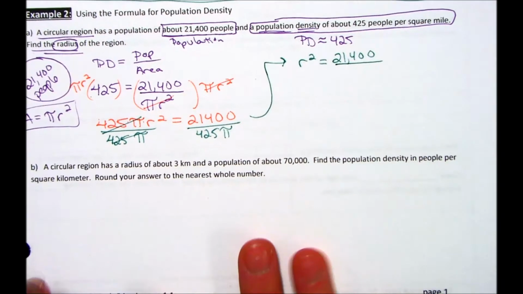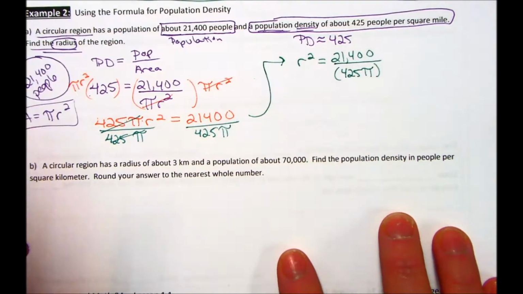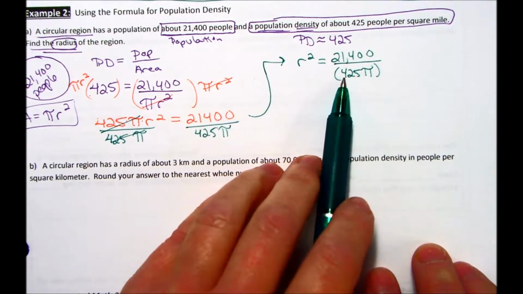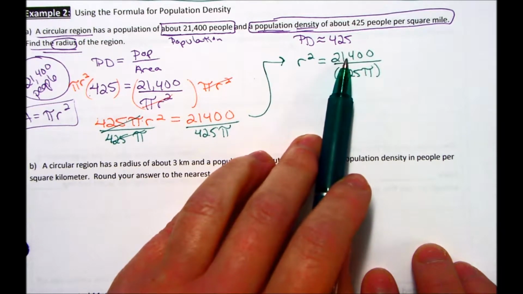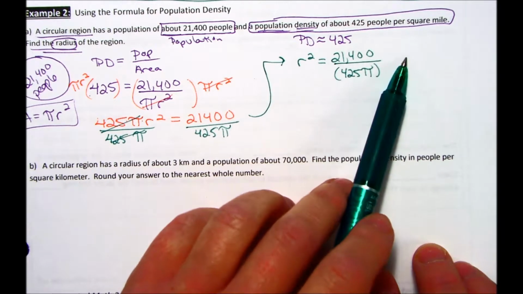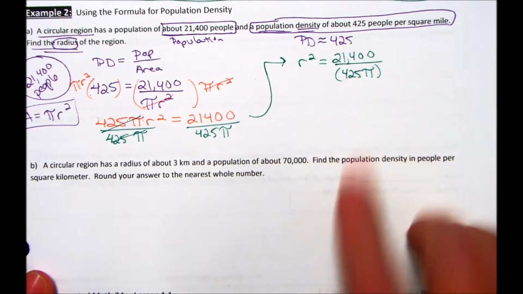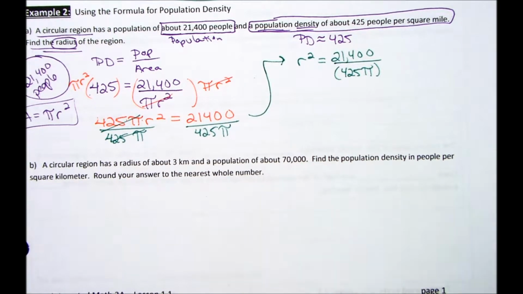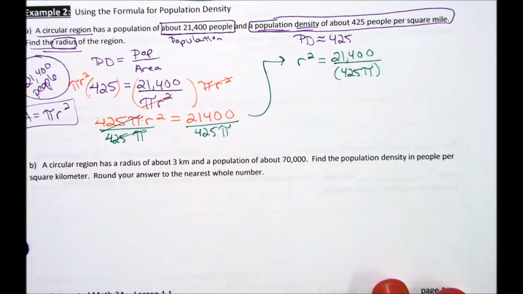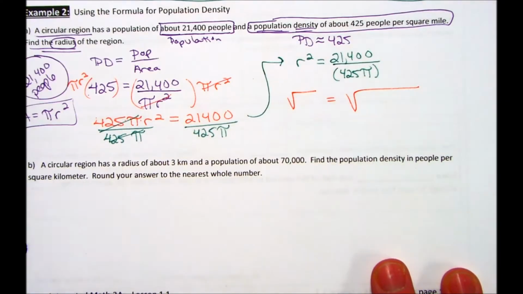21,400 divided by, now this is where you definitely want to put parentheses around the 425 pi. People put this in the calculator all the time, and if they don't put parentheses around it, your calculator is going to divide the 21,400 by 425, and then it's going to multiply that value by pi, which is not what you want to do. It's going to give you the wrong value. So you want to make sure that your denominator is in parentheses. Okay, but we're not really ready to put this in the calculator yet anyway, because we don't want to know what r squared is. We want to know what r is. So to get r, you're now going to have to square root both sides of your equation.